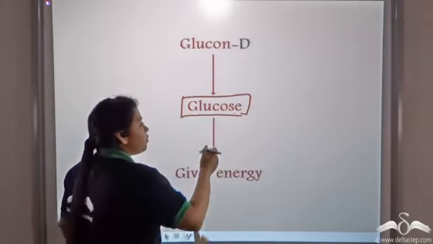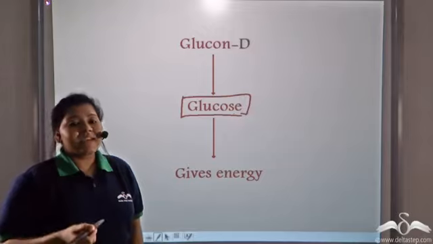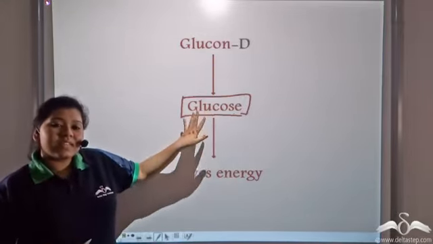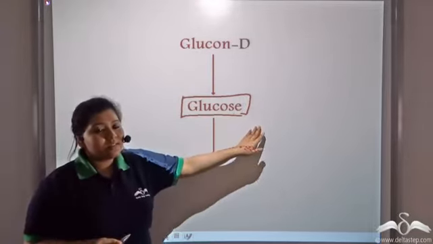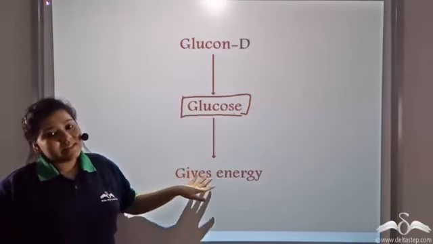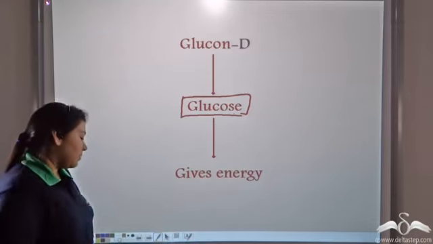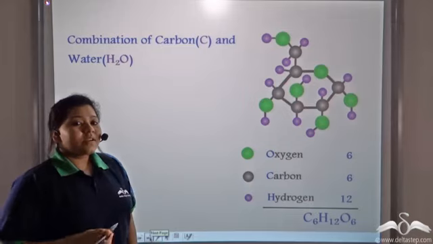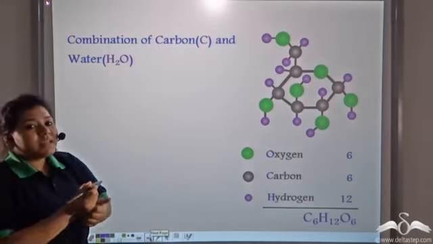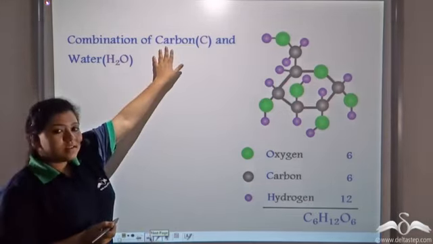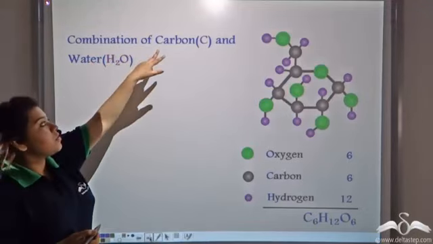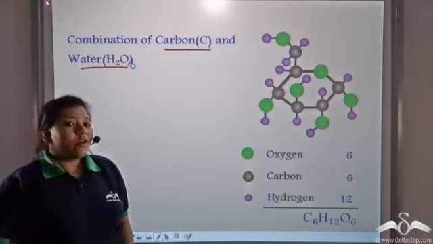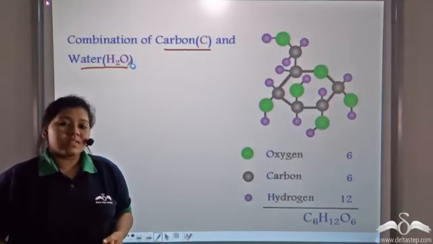And glucose provides us with instant energy. So players have Glucon-C or Glucon-D, which is rich in glucose, which provides them with instant energy. So what is this glucose? Well, glucose is a combination of carbon and water. So carbon and water together form a molecule of glucose.